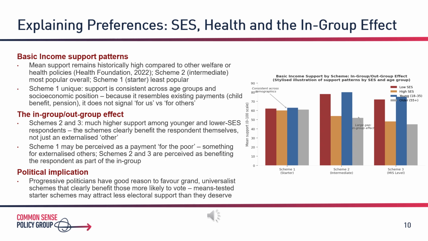The political implication is counterintuitive but strongly evidenced. Progressive politicians who design means-tested starter schemes as more politically acceptable because they are cheaper may actually be making them less politically acceptable, because the means testing marks recipients as the poor rather than as members of the general population. Universal payments that are large enough to benefit the middle of the income distribution may be more politically sustainable than targeted payments to the poorest, even though the latter are cheaper. This is the policy design lesson from the in-group/out-group analysis.